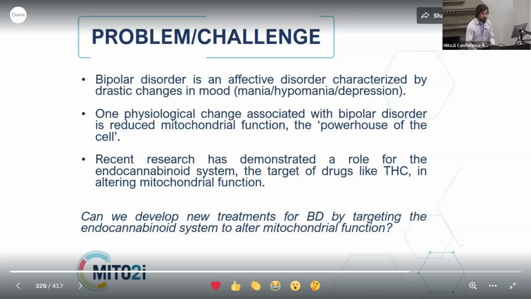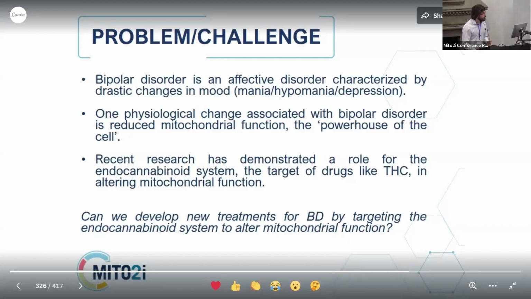However, one physiological change which has been associated with bipolar disorder in a number of studies is reduced mitochondrial function, as you all know, the powerhouse of the cell, in which changes have been observed to the levels of electron transport chain proteins, energetic metabolites, calcium homeostasis, mitochondrial morphology, and more.